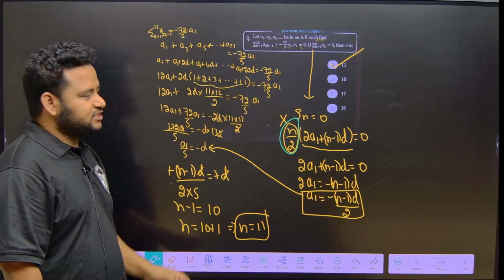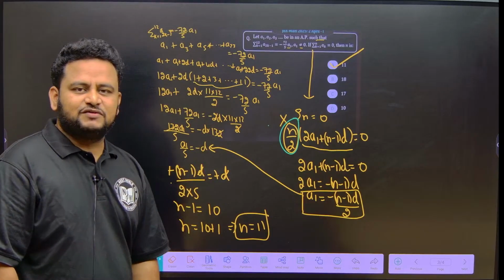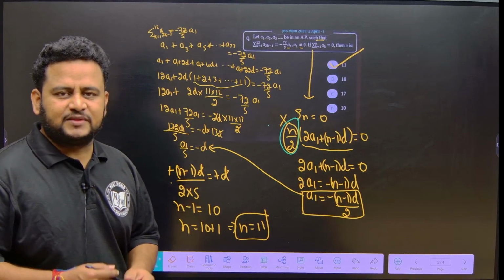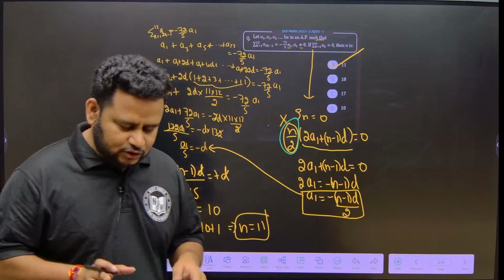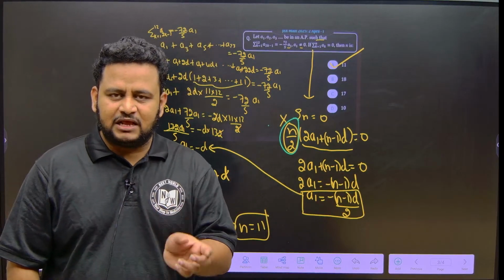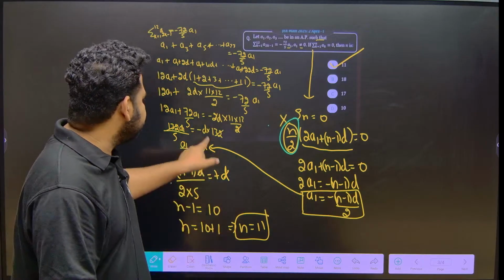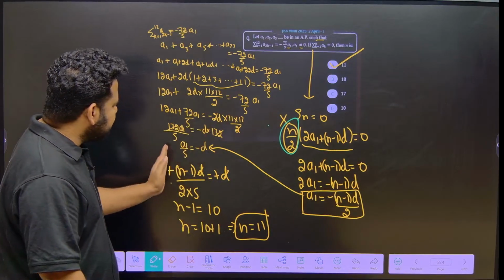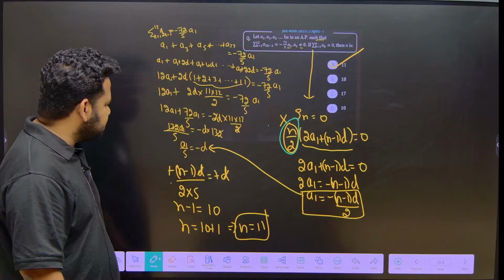If I take 2d outside, sum of n terms is given by what? n into n plus 1 by 2, correct? So sum of 11 terms is what? 11 into 11 plus 1, that is 12, 11 into 12 by 2. That is what I have written here. Then by equating it, I will get a1 by 5 is equal to minus d. This is what I will get.